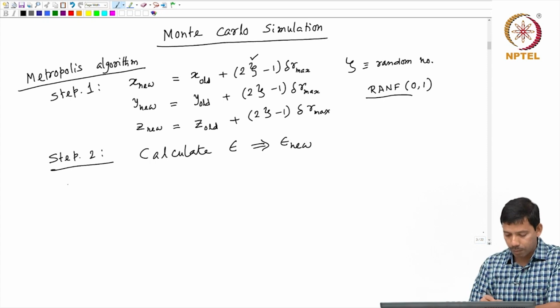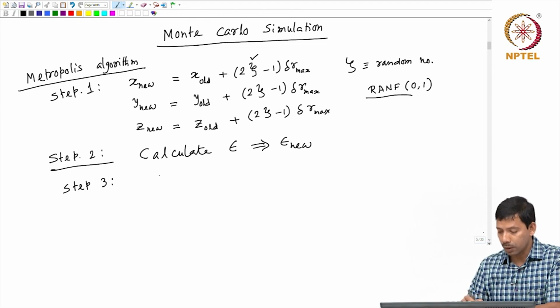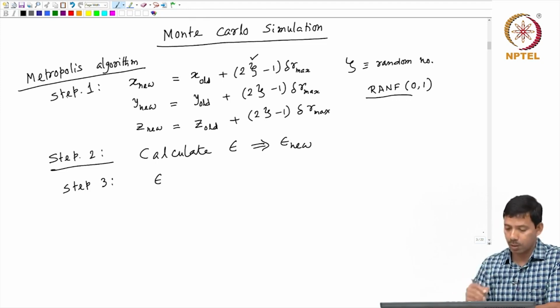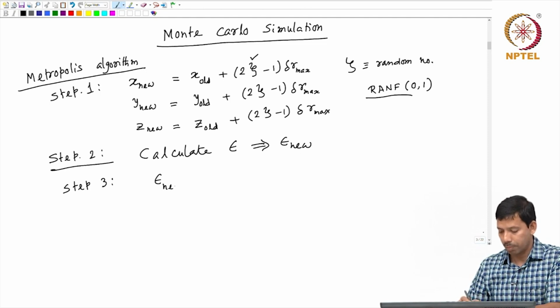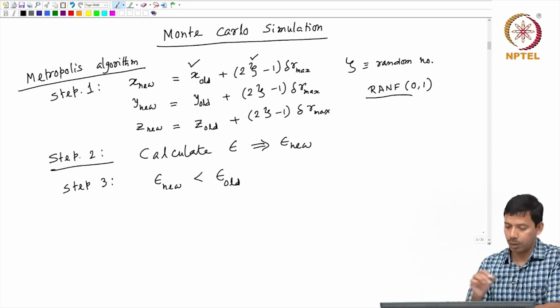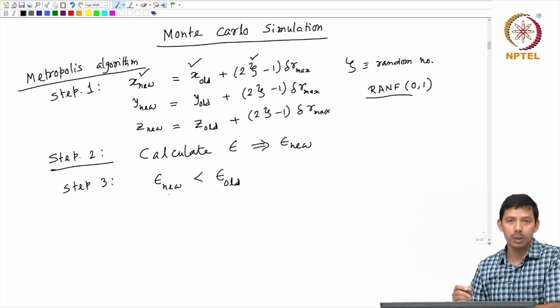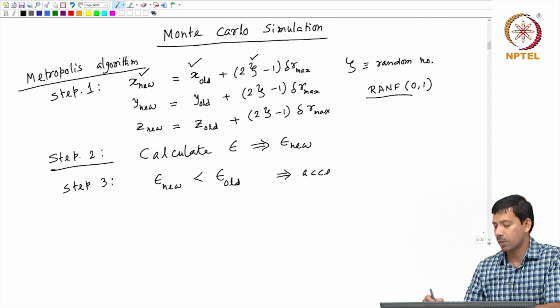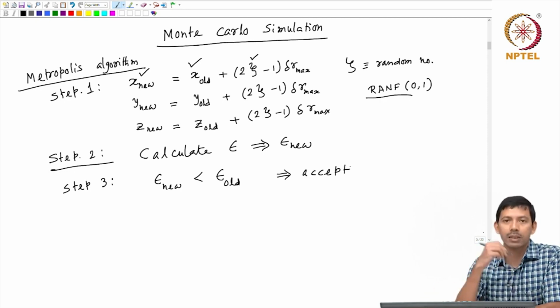In step 3, I compare E new with my energy in the previous step. If E new is less than E old, where old is basically the energy of this configuration and E new is the energy of this configuration. If E new, which is a new conformation, is having lesser energy than the older configuration, then I accept this configuration or accept this microstructure.